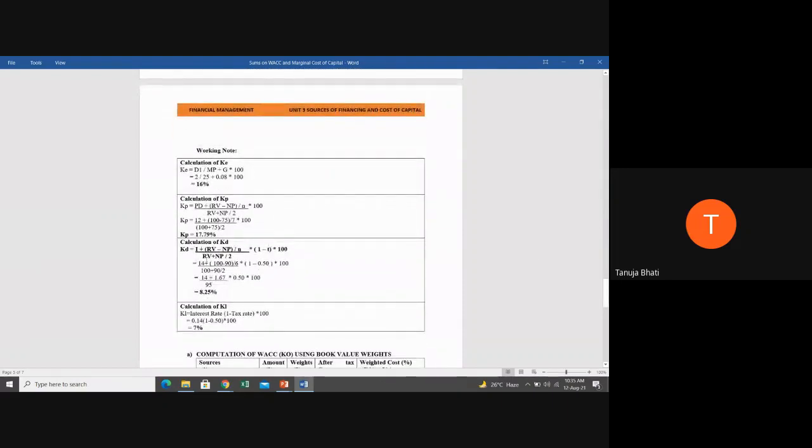So we have put it here. That is I in the bracket, RV minus NP divided by N, the whole divided by RV plus NP divided by 2, into 1 minus tax rate, into 100. Whatever you all have told, you just put it in the formula. After solving this, you will get the KD as 8.25%.